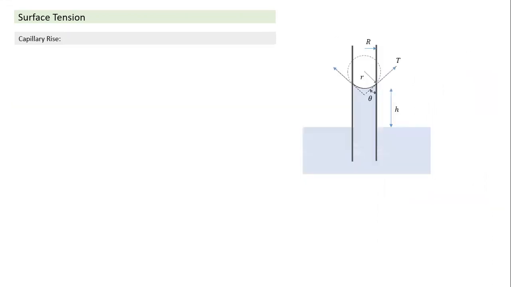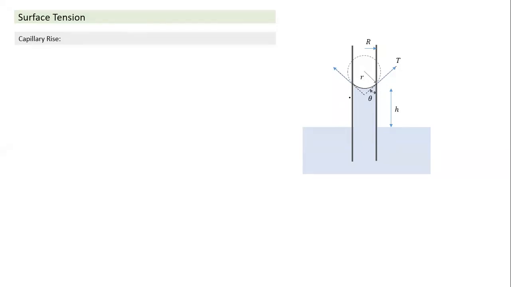Now, capillary rise. One of the important phenomena we observe because of surface tension and contact angle is capillary rise. What does capillary rise mean? If I have a liquid, and within the liquid I immerse a tube of small radius, we'll see why it has to be small radius, and that's why I call it a capillary. A capillary is a tube of very small radius. We notice that the liquid level inside the capillary is higher than the surrounding liquid. The liquid rises. That's why I call it capillary rise.